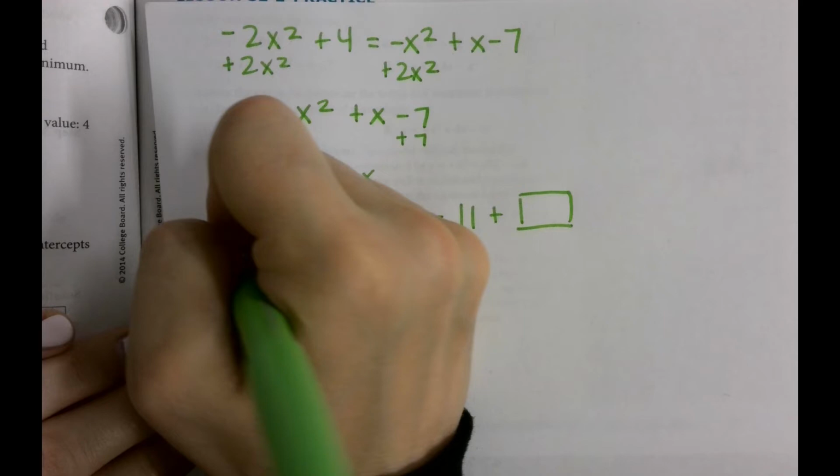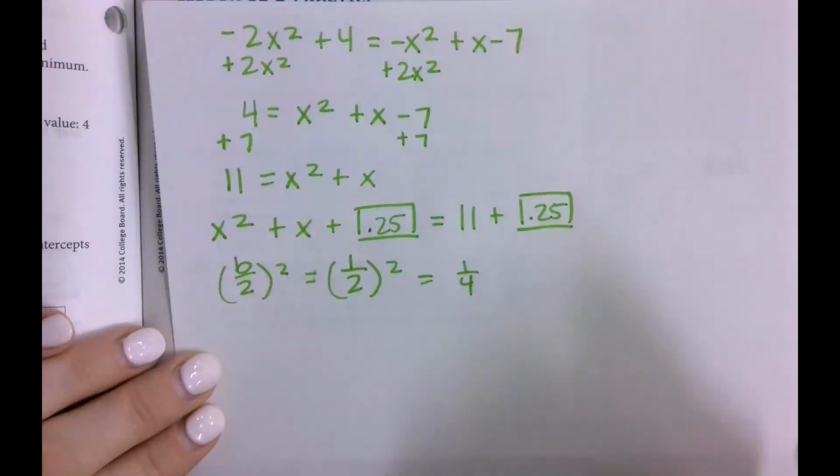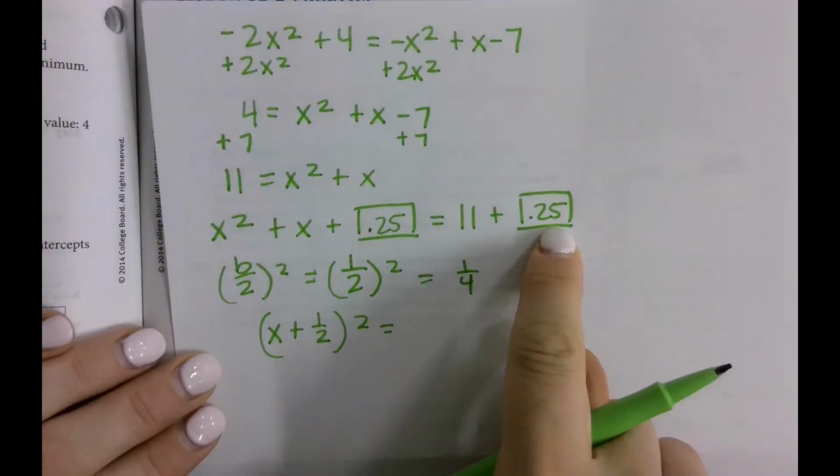I take b divided by 2, squared, to find what to put in the square. My b value, if I just have x, is like 1x, so b equals 1. That gives 1/4, so I'm going to put 1/4 in the square, or you can put 0.25. Then going back to b divided by 2, that was 1/2, so I know that's going to be my factored form, x plus 1/2 squared, equals 11.25.